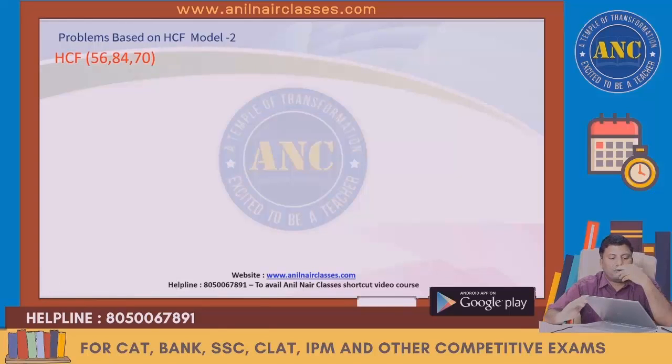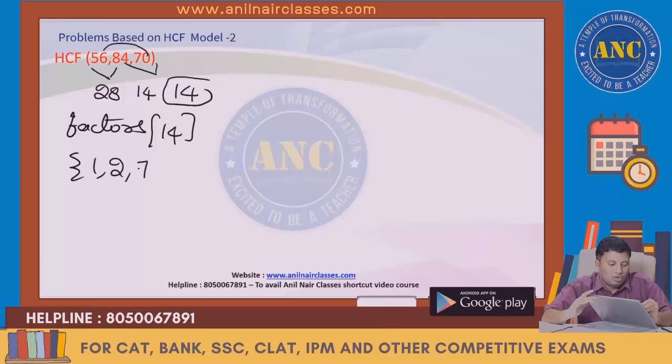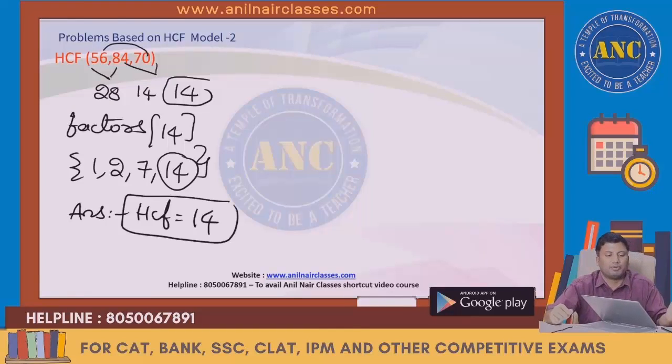56, 84, 70. Minimum difference: 84 minus 56 is 28, 84 minus 70 is 14, and 70 minus 56 is also 14. Take the minimum difference. What are the factors of 14? 1, 2, 7 and 14. 14 fours are 56, 14 sevens are 98, 14 fives are 70. The answer is the highest common factor. So out of these numbers, the highest common factor is 14.